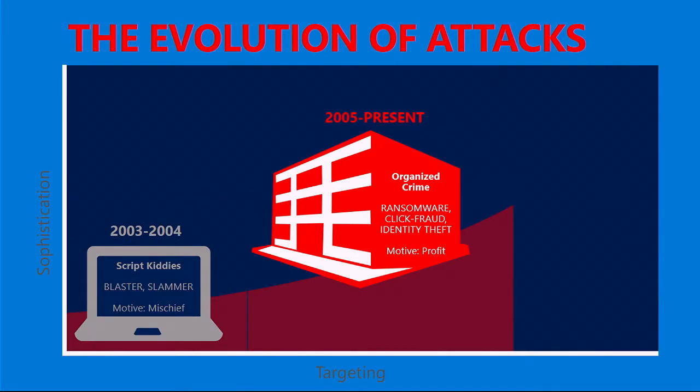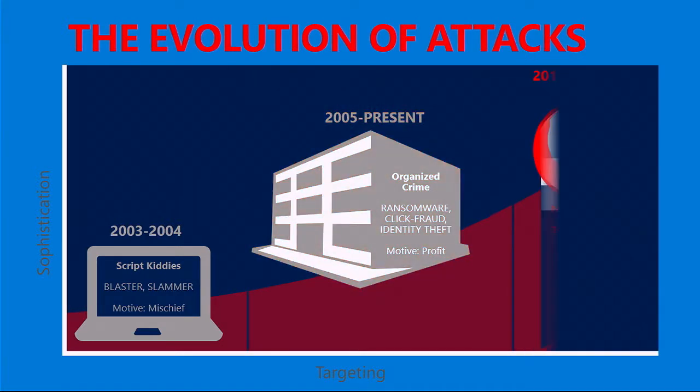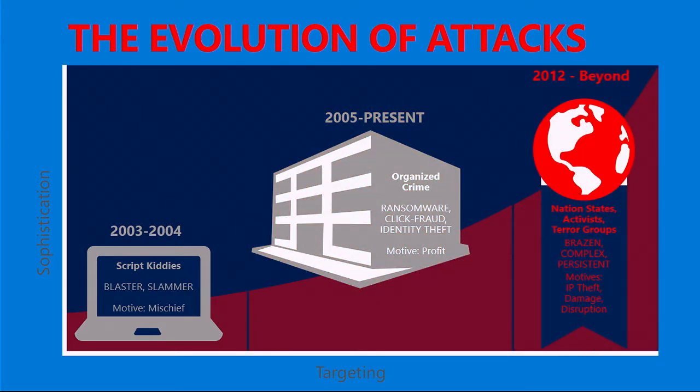Go forward a few years, things started to get a lot more sophisticated. Organised crime got involved. They found ways to really make money off this. We saw things like click fraud, but things have really even moved on since then. Just in the last few years, we've seen nation states get heavily involved. The motives have changed. It's damage and destruction, trying to steal people's intellectual property. And often these attacks can be very, very brazen.